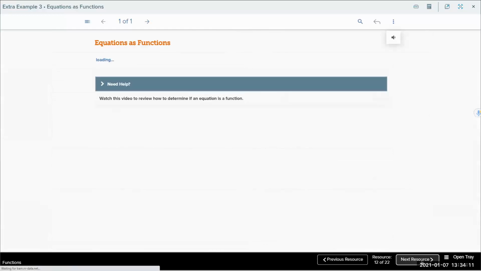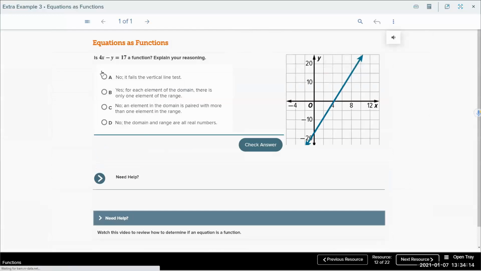And then the next one, same idea. We've got an equation. If I am just given this equation and I want to know if it's a function, put it in Desmos, let Desmos graph it, and then check it out with the vertical line test. Again, this one is a yes, because the vertical line test tells us every element of the domain has exactly one element in the range assigned to it.